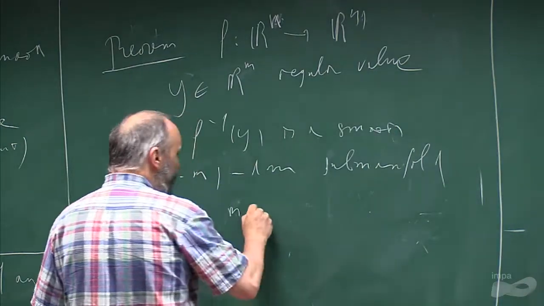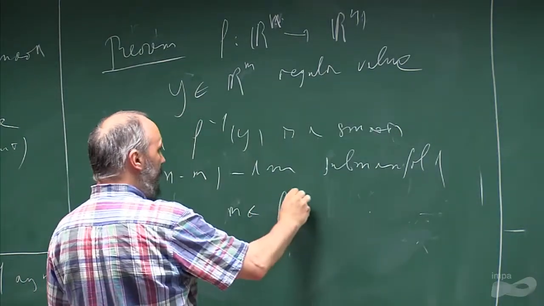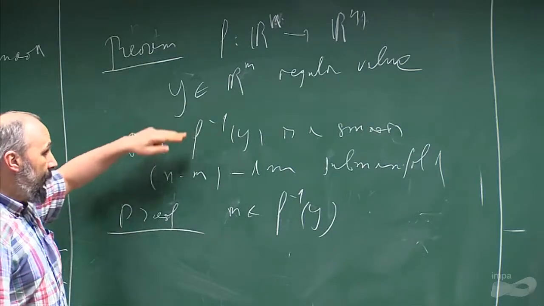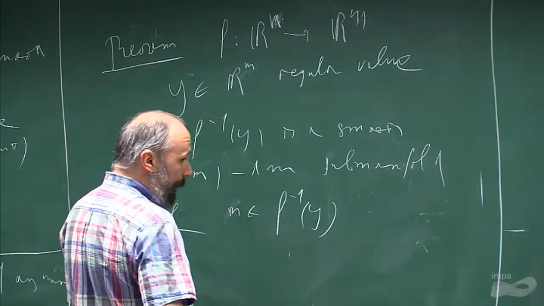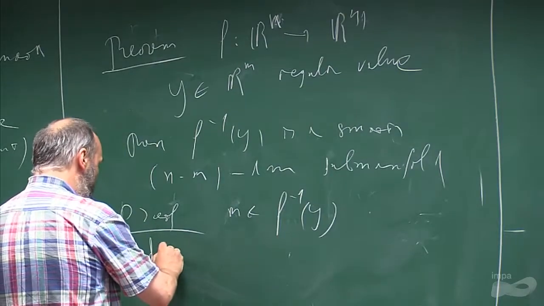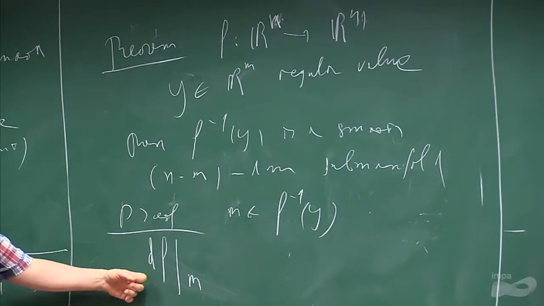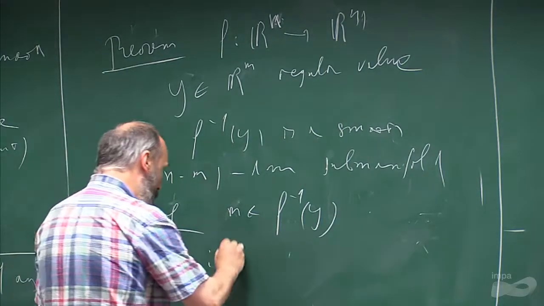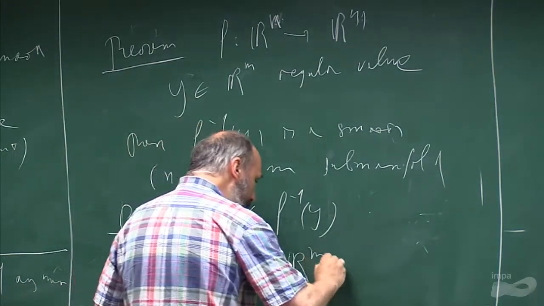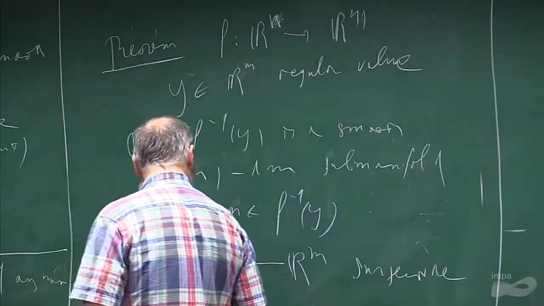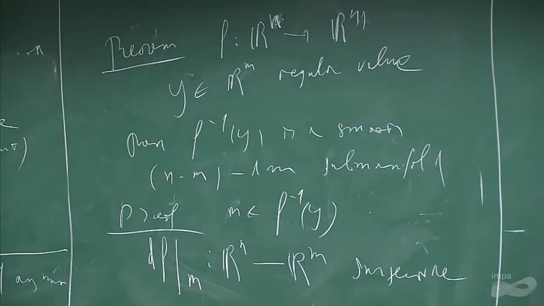So you take some point m inside f⁻¹(y). Since y is a regular value, m is a regular point. So df restricted to m, this is the differential of the map f, a map from Rⁿ to Rᵐ, is surjective. Okay.